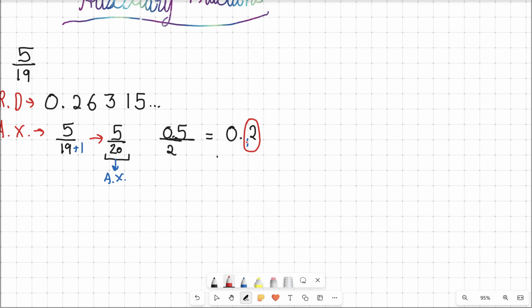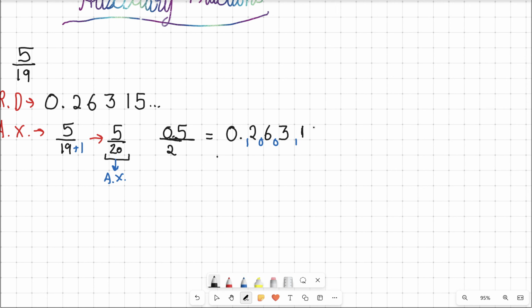So we have 12. 12 by 2 gives 6, and then there's no remainder. Then 6 divided by 2, you get 3. Again, there is no remainder here. Next you divide by 1, and your remainder is 1.